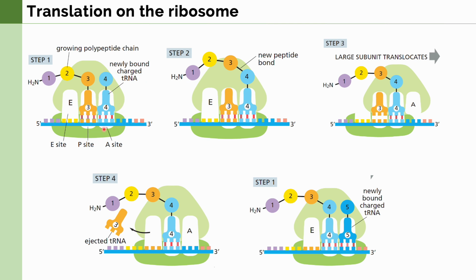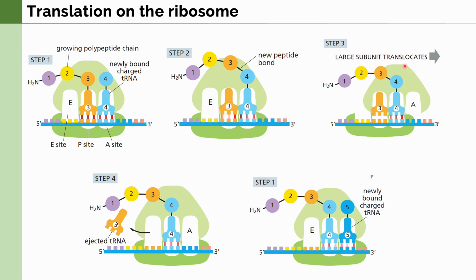In order to remain there, it must be complementary to the codon found on our mRNA. If it is not, it is ejected from the ribosome and another tRNA takes its place until it matches the codon on the mRNA. Once a match has been made, the growing polypeptide chain is then transferred onto the new amino acid by the large ribosomal subunit, which we can see here in step 2. This elongates the amino acid chain.